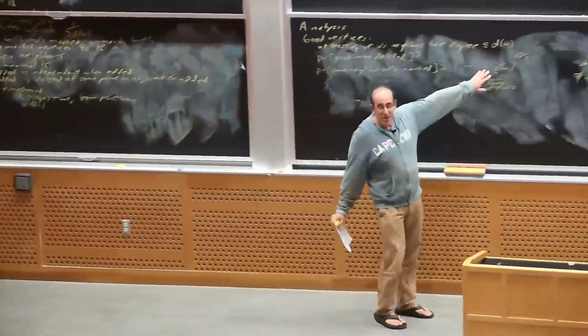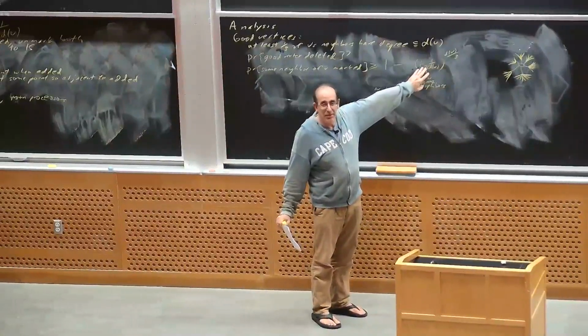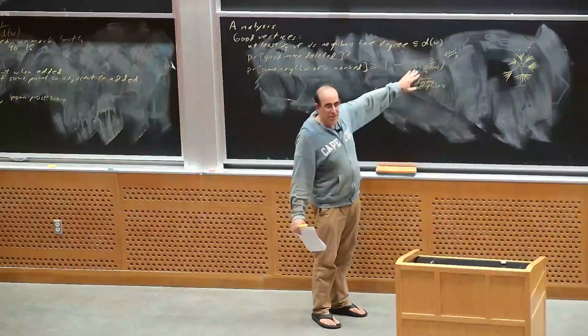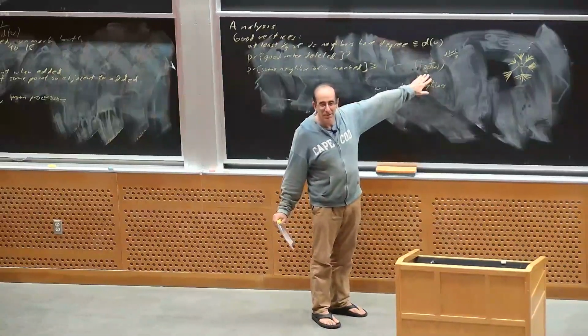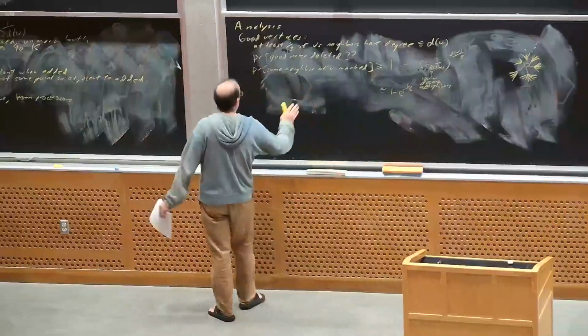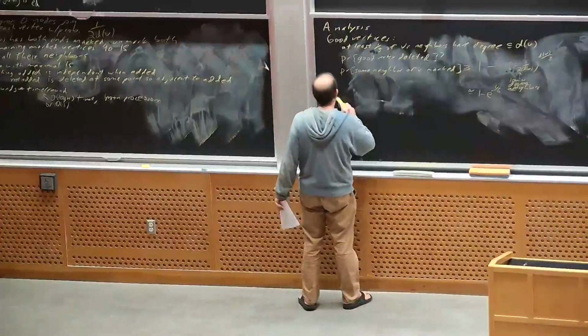This argument is still correct, right? This argument is just asking for each vertex separately, what is the probability that some neighbor is marked, right? We're just looking at the neighbors separately. But now we have to worry about the unmarking, right?